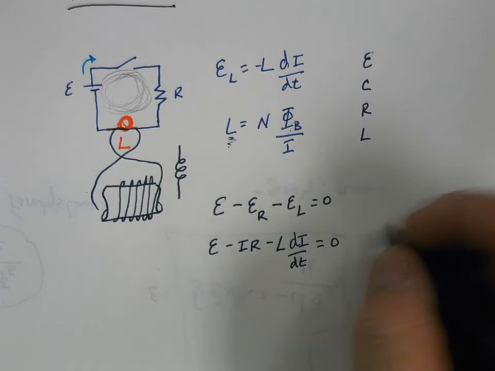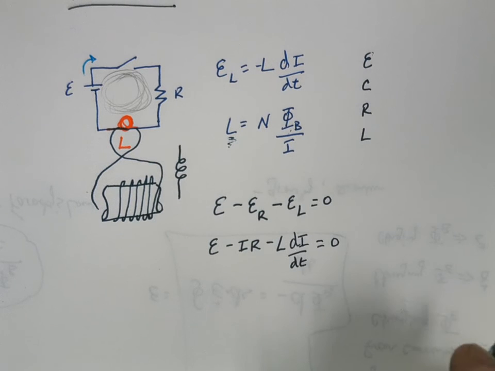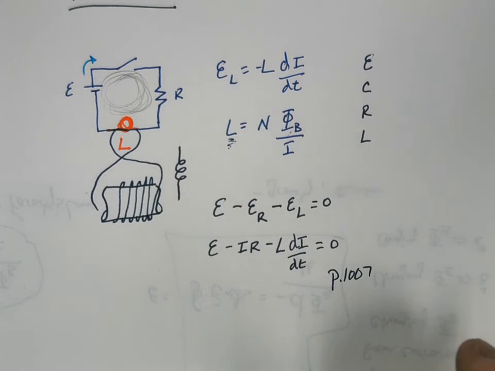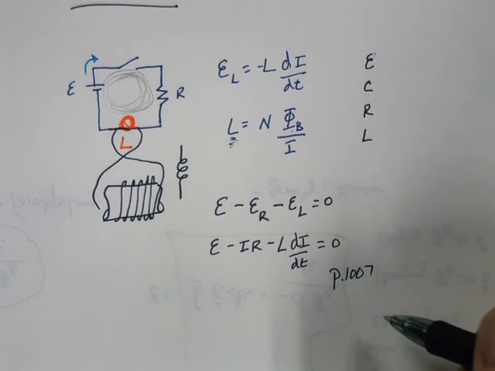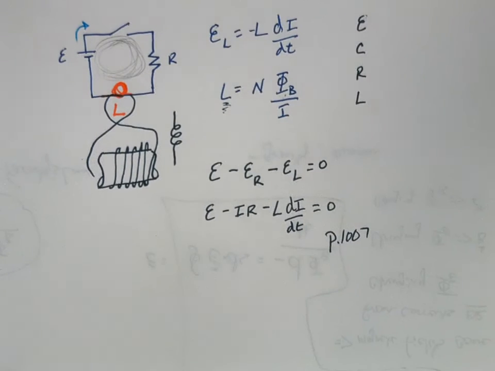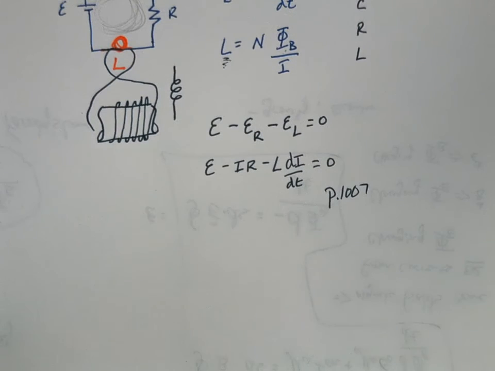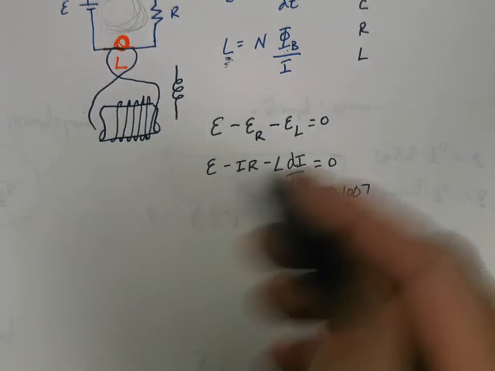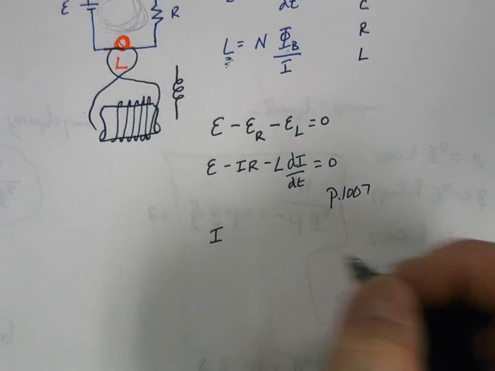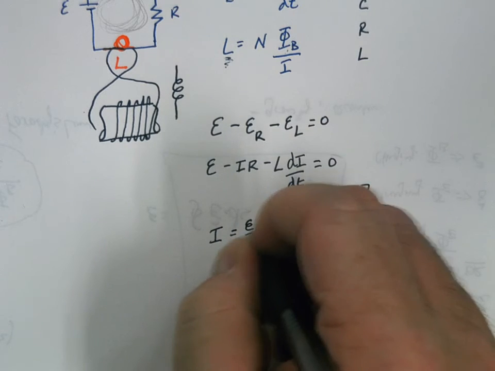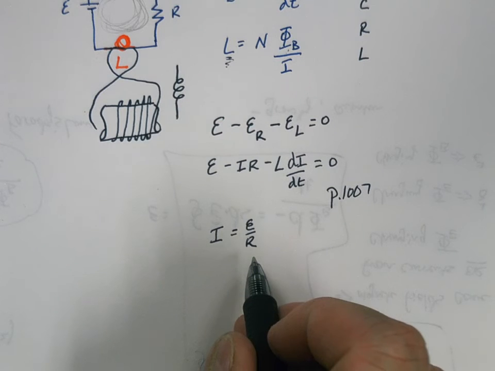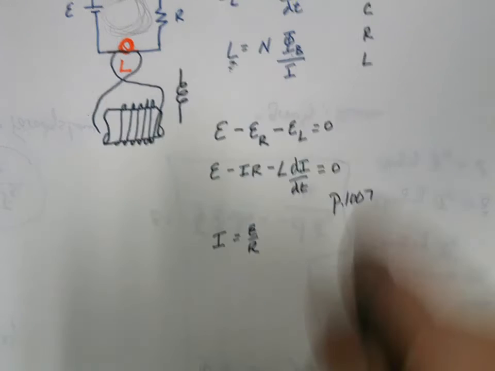So, this is a differential equation. If you want to go through the derivation of how we come up with the next one, you're welcome to go to page 1007 and look it up. Here's our differential equation. You can look up the solution. However, I'm going to take the easy way out and say it can be easily shown that... here's our current. E over R is the current, right?